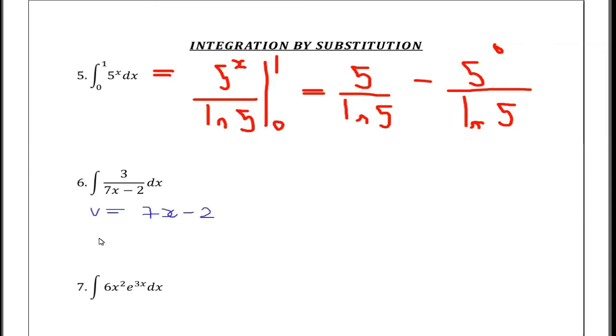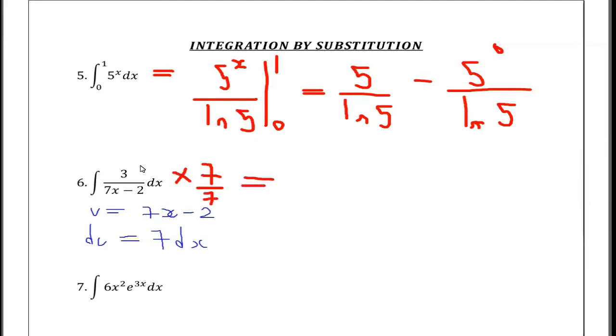Then du is going to be equal to the derivative of 7x, which is 7. So du is equal to 7 dx. So what I need is 7 dx in the numerator. How can I get 7 in the numerator? All I need to do is multiply by 7 over 7.